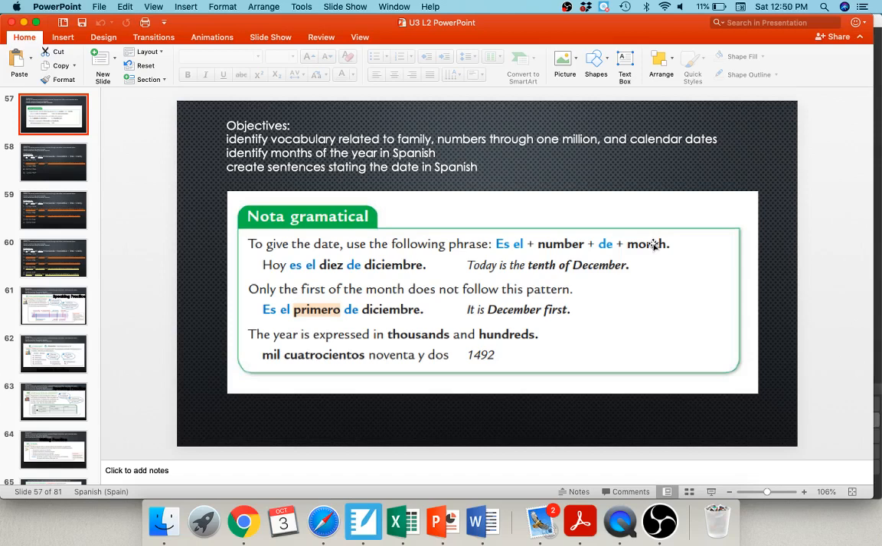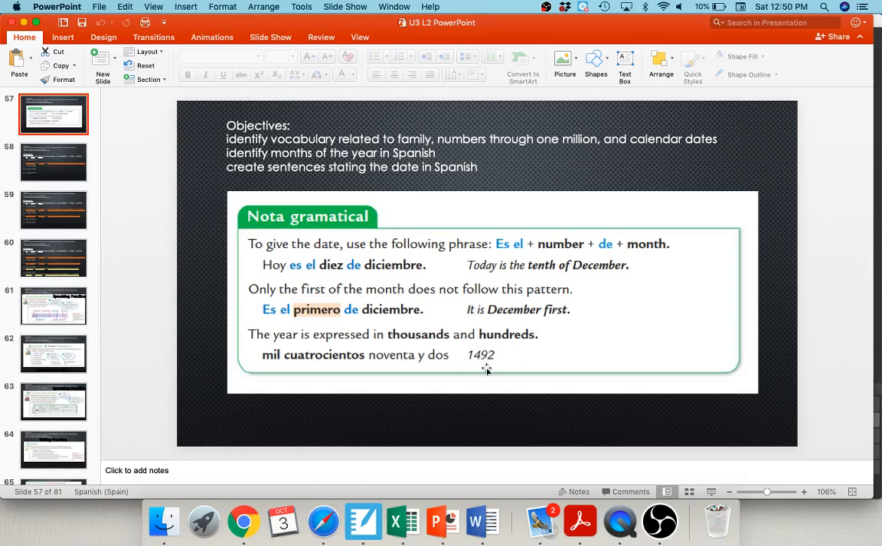So in this case, to say it's the 10th of December, we have es el 10 de diciembre. It's the 10th of December. We used 10 for our number and diciembre for our month. So el 10 de diciembre, the 10th of December. First is the only one that doesn't follow this rule. The word first in Spanish is primero. So instead of saying es el 1 de diciembre, we say es el primero de diciembre. That's not too bad. As you're looking at the year, though, this is where things get a little complicated.